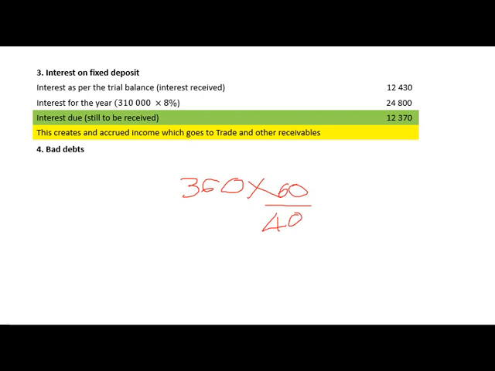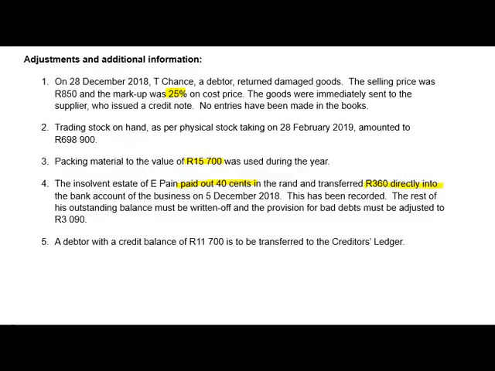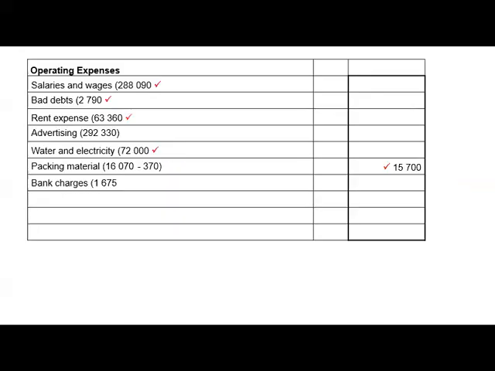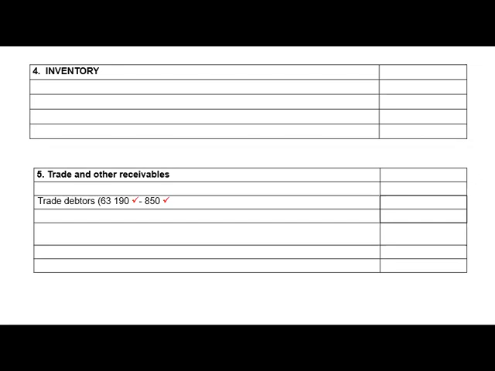Can you guys just wait a little bit? It's 360. It gives you 540, right? That 540, where do we record it? Bad debts. So I'm gonna put it there. Bad debts. How much do I add to bad debts? 540. And I will get 3,330. But do I stop there with that 540? Where else does it go? Trade debtors. What must we do to trade debtors with that 540?